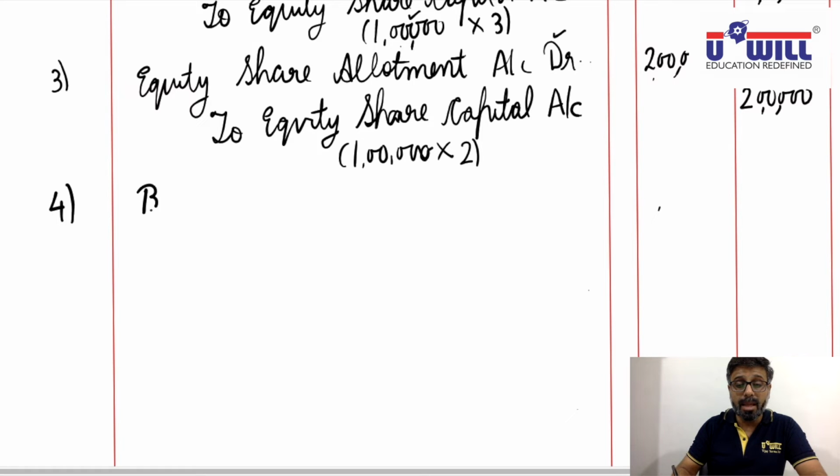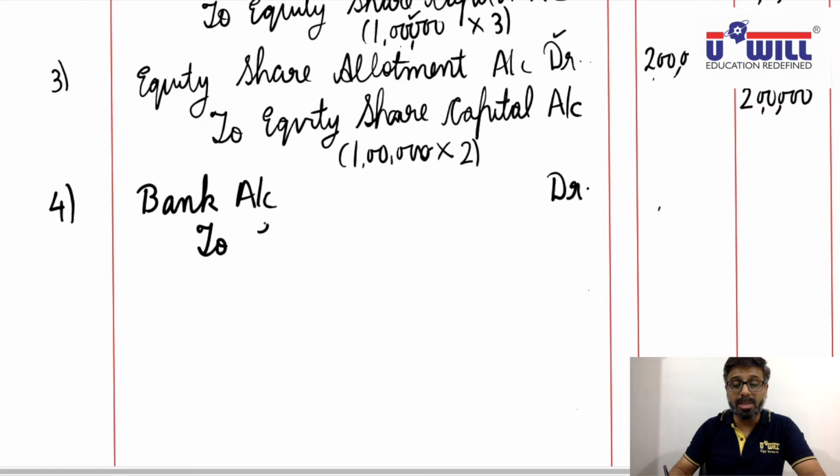So simply bank is the receiver, debit the receiver, bank account debit, and you'll close and credit equity share allotment account. Earlier entry what we debited, equity share allotment account, now you'll close and credit to equity share allotment account.